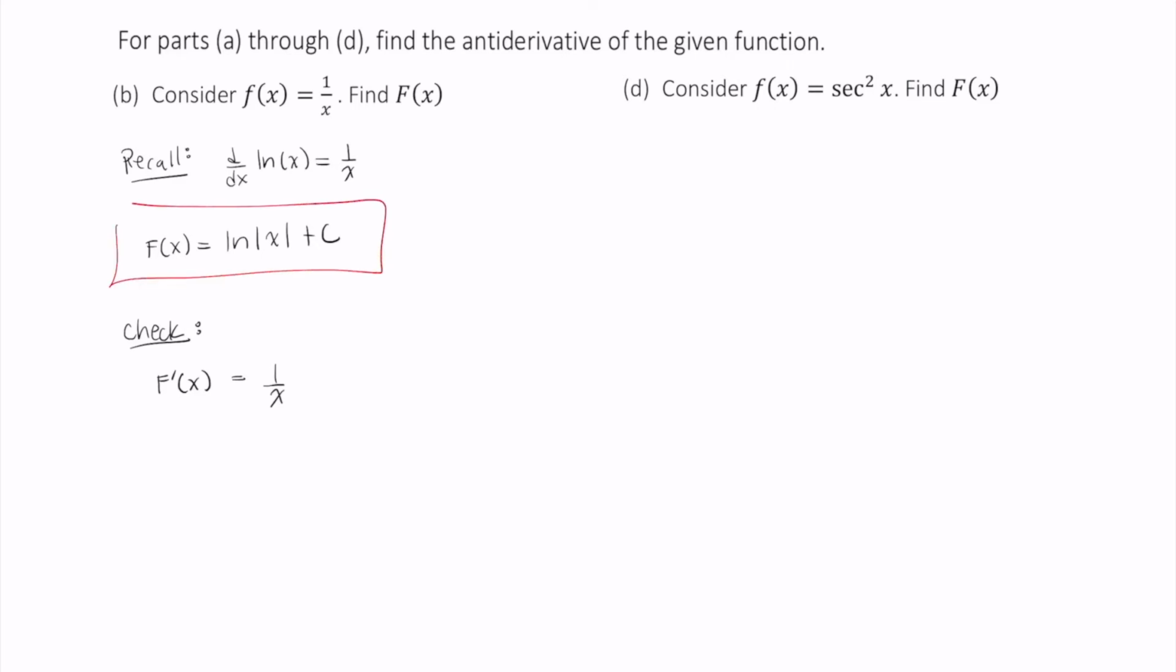Now for part D, let's recall some trig function whose derivative with respect to x is equal to secant squared x. Can you think of something off the top of your head, some function, if you take its derivative, you get secant squared x? If you said tangent of x, you are correct. The derivative of tangent is equal to secant squared x. Using this information, I can say big F, which is my antiderivative, is equal to tangent of x plus c.